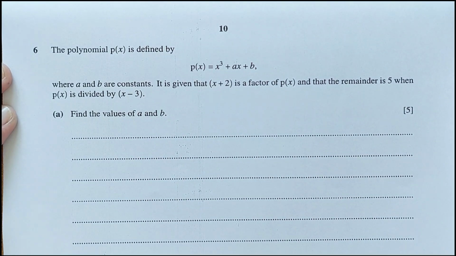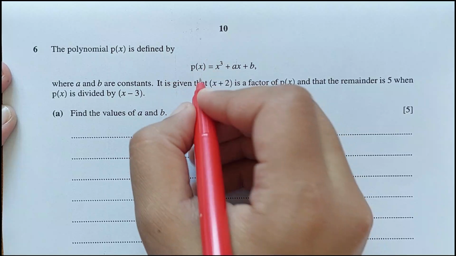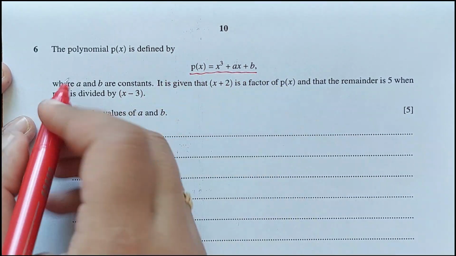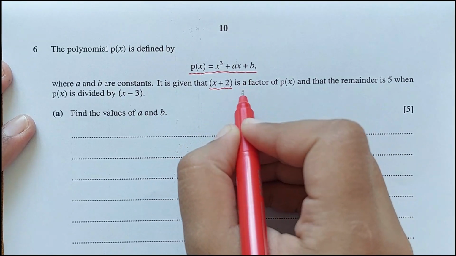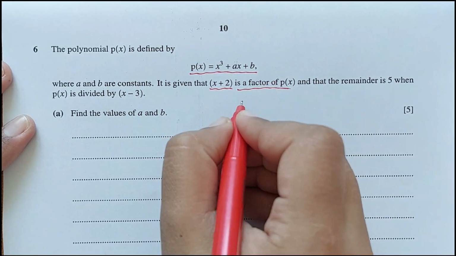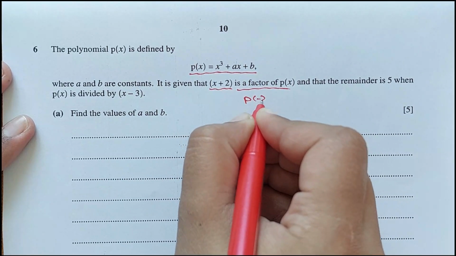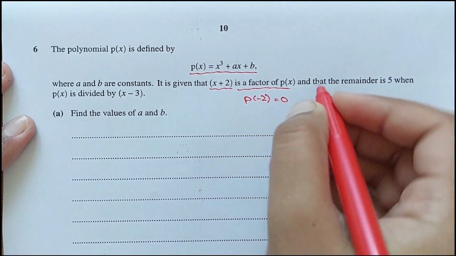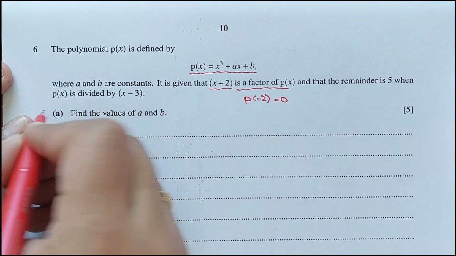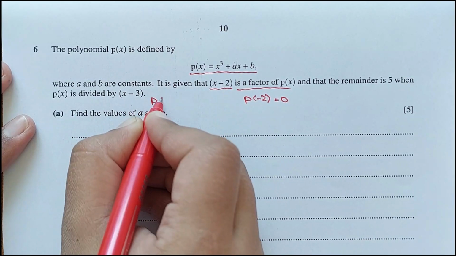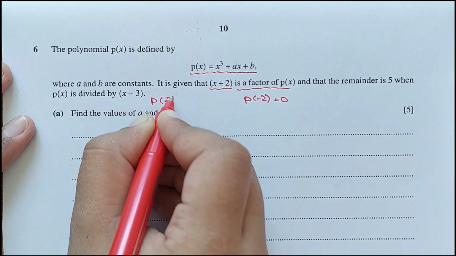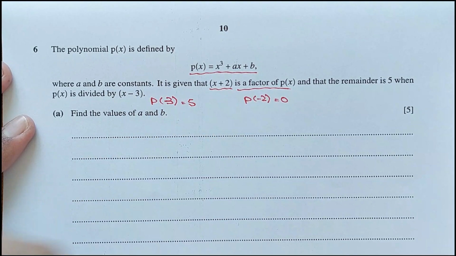Question number 6. The polynomial p of x is defined by this, where a and b are constants. It is given that x plus 2 is a factor of p of x. It means p of minus 2 would be equal to 0, and that the remainder is 5 when p of x is divided by x minus 3. So p of 3 would be equal to 5. Find the values of a and b, right?